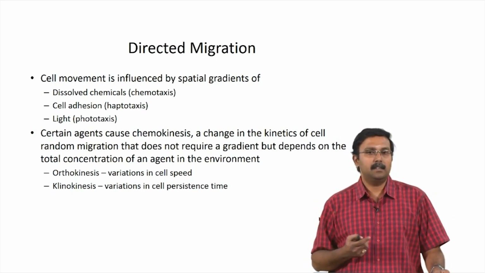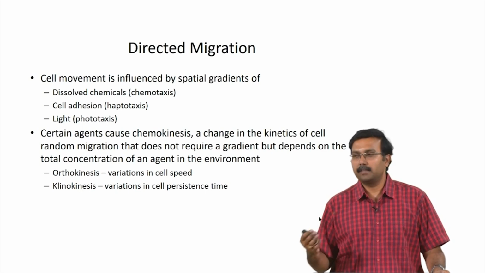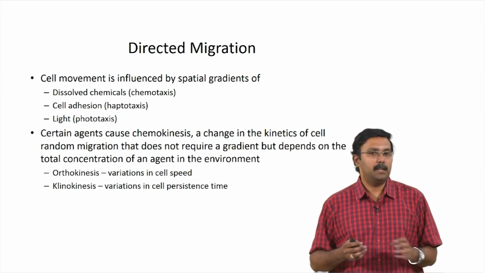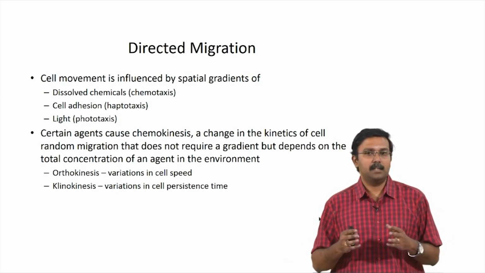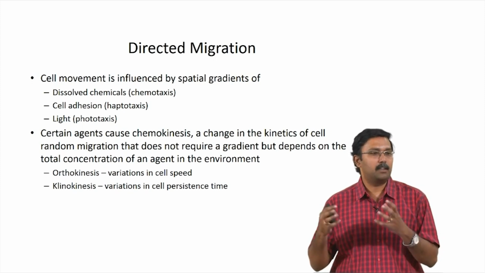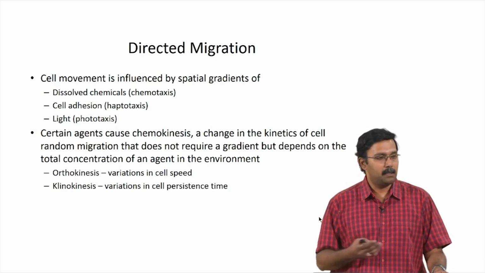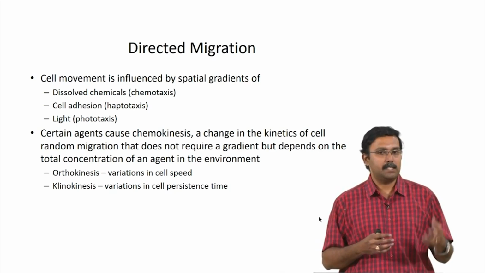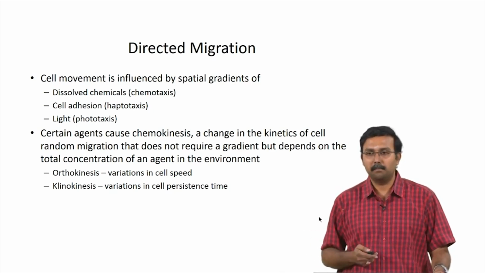Certain agents can cause chemokinesis, which is a change in the kinetics of cell random migration that does not require a gradient, but depends on the total concentration of an agent itself. Right. So, in response to a particular concentration the cells will move, and again we use the same terms like orthokinesis and clinokinesis. Orthokinesis is variations in cell speed versus clinokinesis, which is variations in cell persistence time.